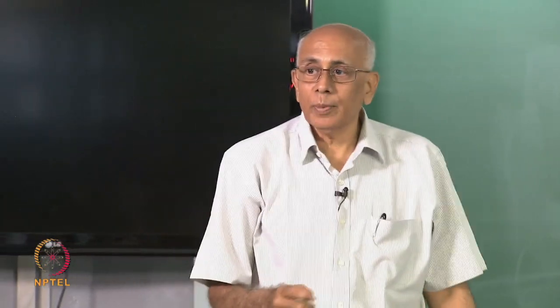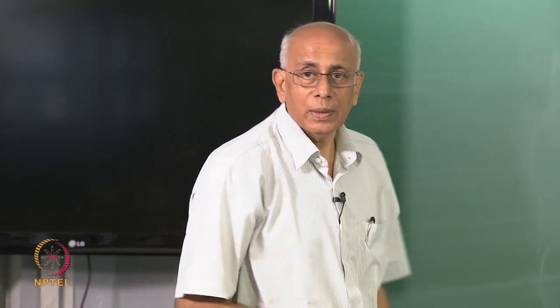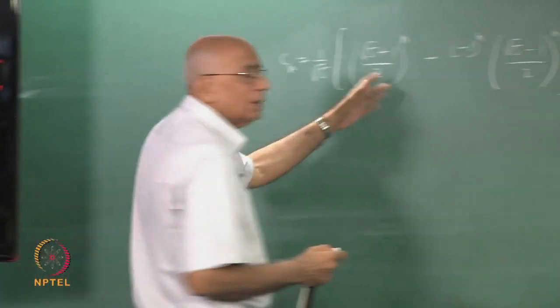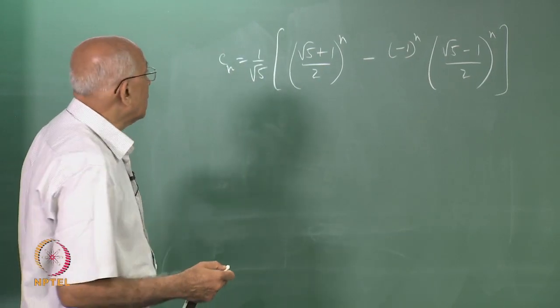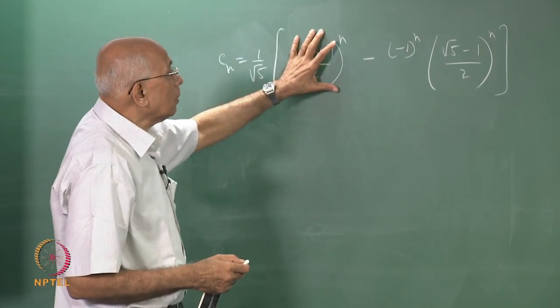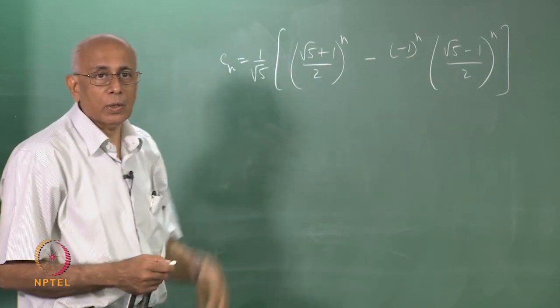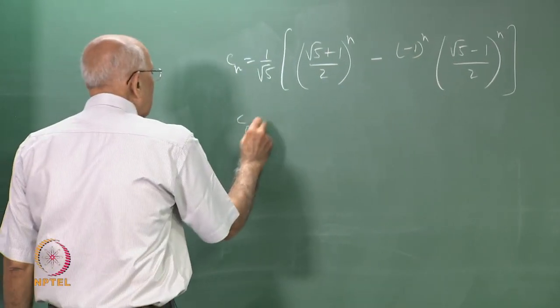Now we know Cn has to be an integer always. So the square root of 5s must cancel all the way around. For instance, let us just check if C0 was equal to 0. Well, C0, this becomes 1, that becomes 1, it cancels, so C0 is 0 as expected.